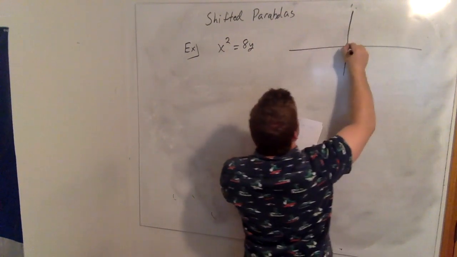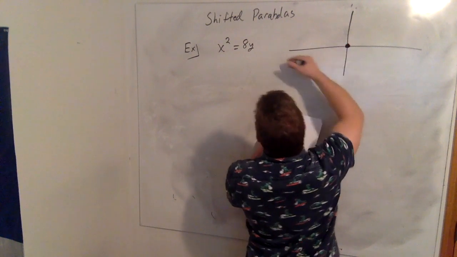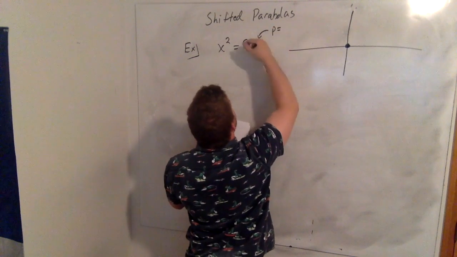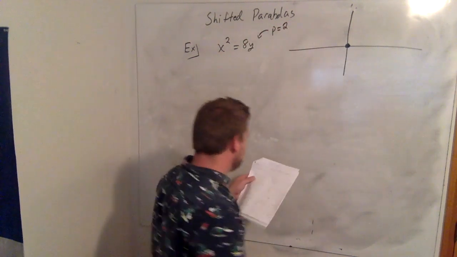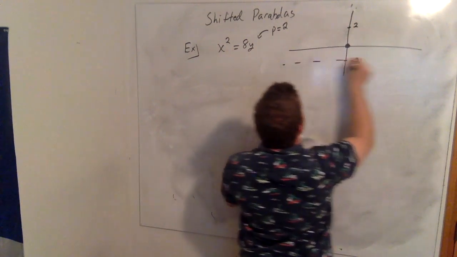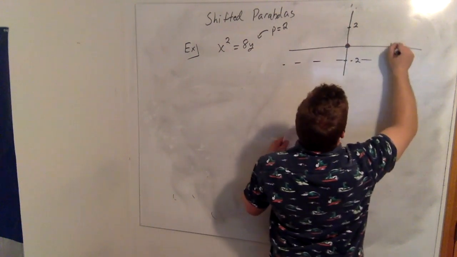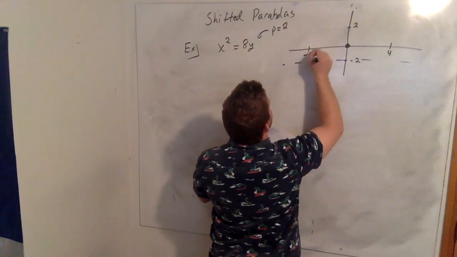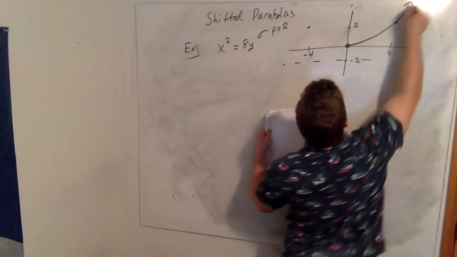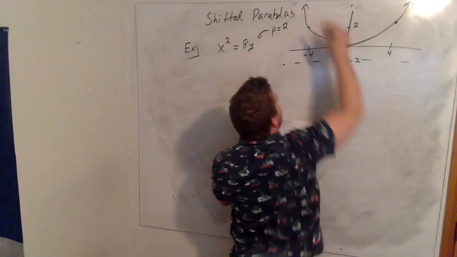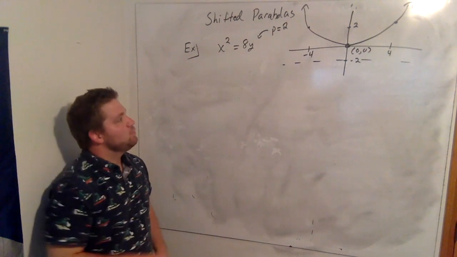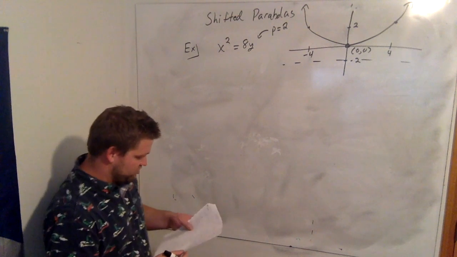The vertex will be at the origin. If you take 8 and divide it by 4, we know that p is going to be equal to 2 in this case. So let's put 2 here and negative 2 here. I could go out here 4 and out here negative 4, at a distance of 2p. This will be our parabola. It's at the origin. What we want to do is shift this away from the origin.